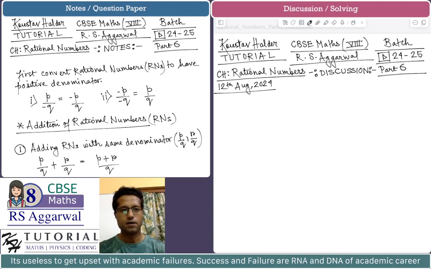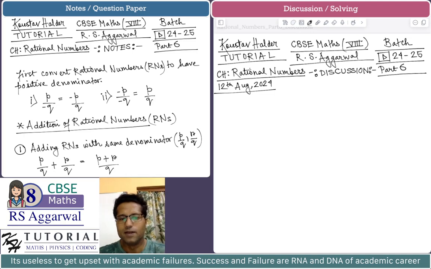Okay, so I have my rough notes prepared on the left hand side, which is about the addition and subtraction of rational numbers, their properties, and the additive identity and additive inverse. Whenever you have to do addition and subtraction of rational numbers, the very first thing you have to do is to convert the rational number so that it has a positive denominator. If the denominator is negative, then you have to make the denominator positive and accordingly adjust the numerator.